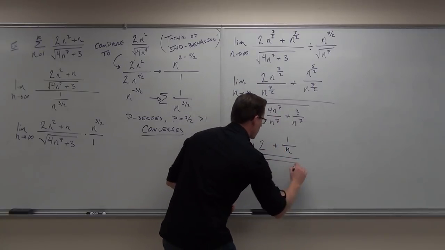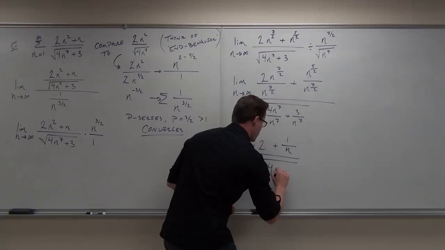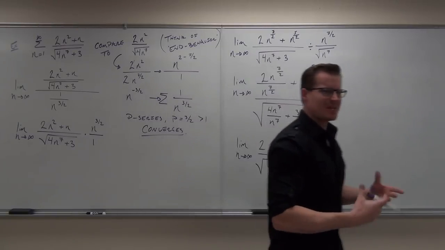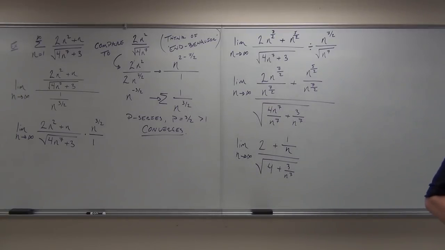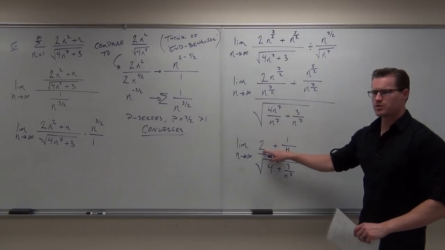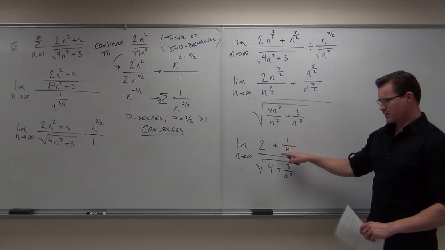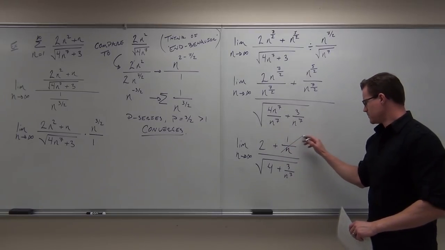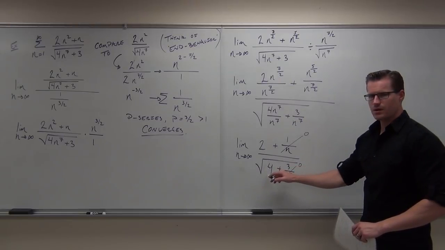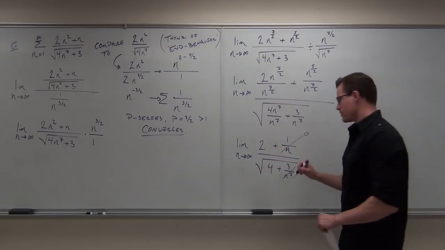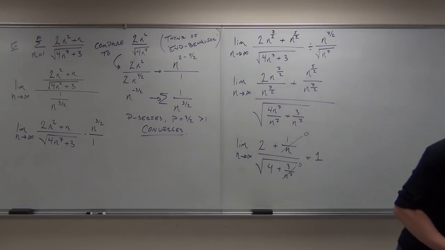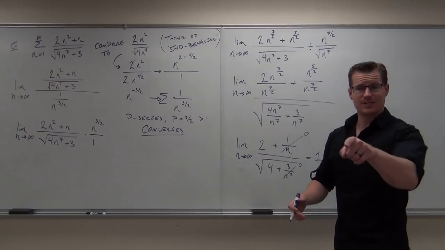Over, this would be square root of 4 plus 3 over n to the 7th. Can we take the limit now that we got rid of all that stuff? What would you get? What's the limit of 2 as n approaches infinity? What's the limit of this as n approaches infinity? That goes to 0. How about the limit of this one? 0. How about the limit of this one? What's 2 over the square root of 4? 1. What's that tell you? The limit exists. The limit exists. That's what it tells you.